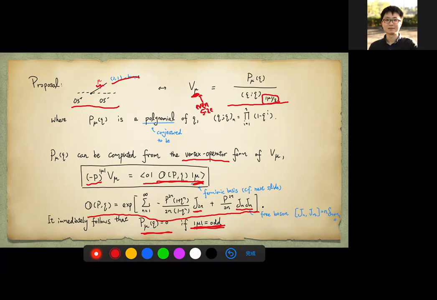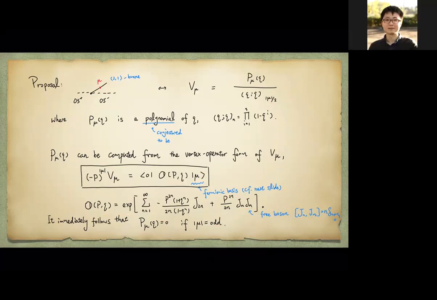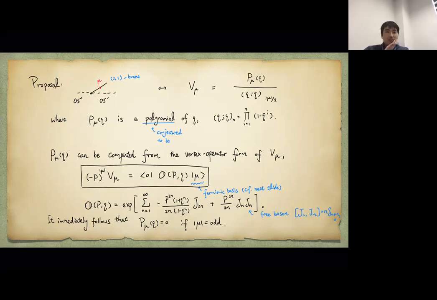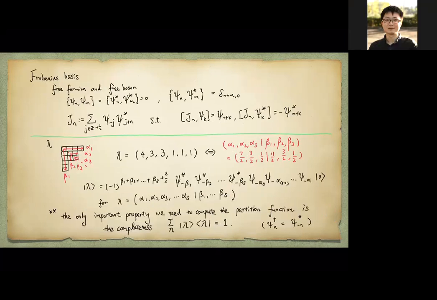So you just give the answer, but how do you determine this form? Are you going to explain? Oh, yes. Okay. But before that, let me first explain about the fermionic basis.